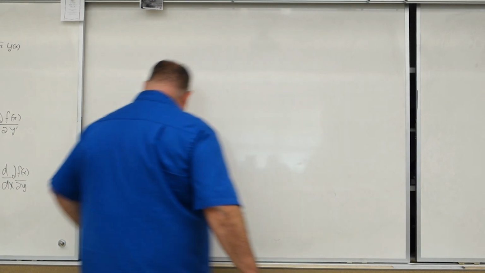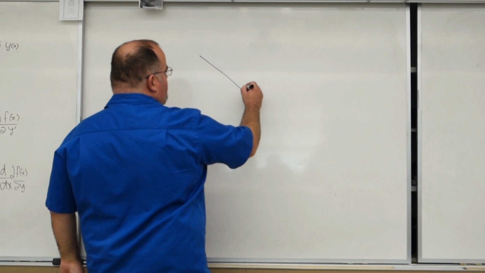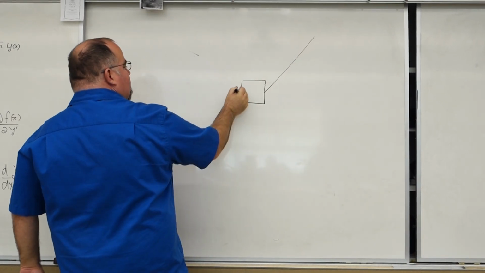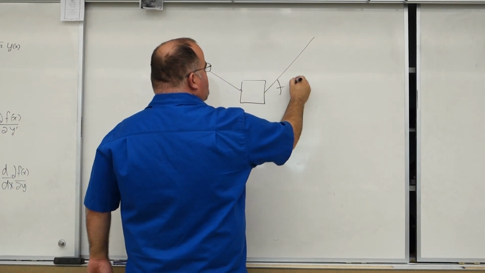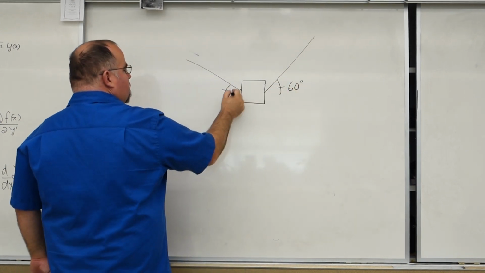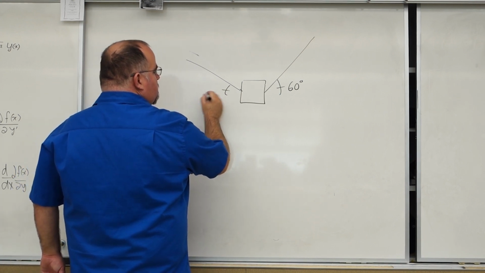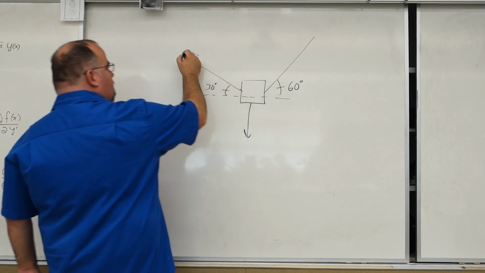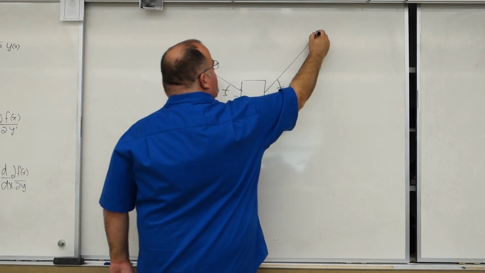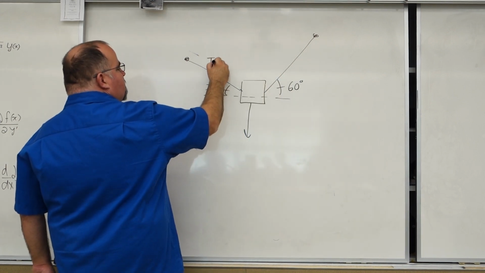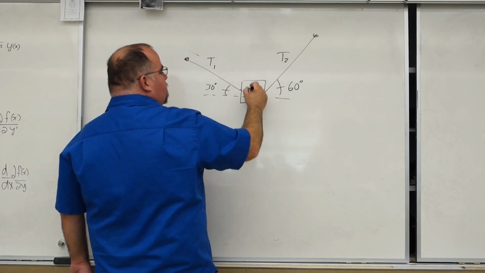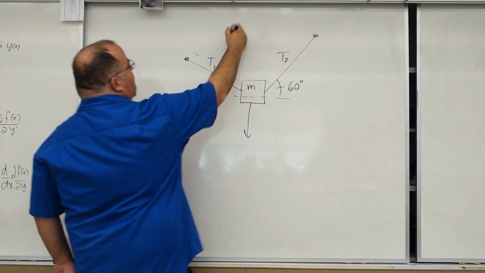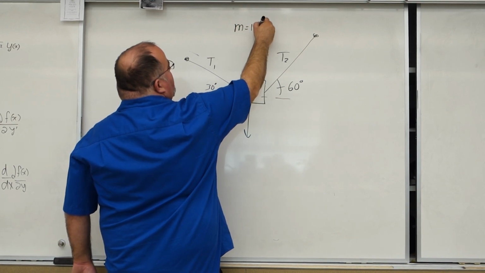Now, as I promised, let's move quickly into an example. This is supposed to be 60 degrees, and this is 30 degrees. Now if I have a mass hanging from some cables here, I want you to find tension 1 and tension 2. This is just some mass M. We can give it a value: mass equals 10 kilograms.